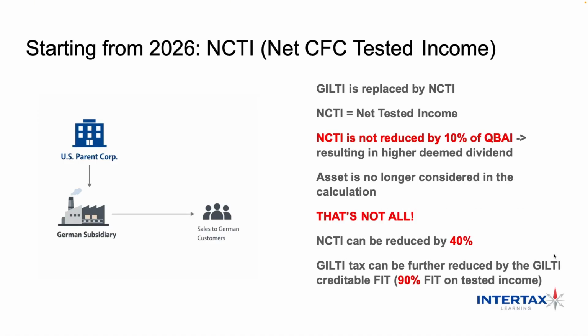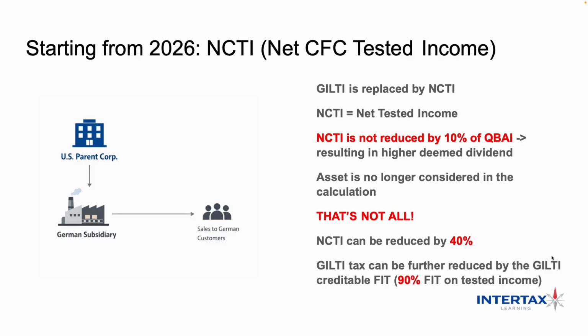Beginning in 2026, GILTI is replaced by net CFC tested income. The biggest conceptual shift is this. NCTI does not include a QBI reduction. Assets no longer reduce the deemed dividend. So if your CFC is asset heavy, it does manufacturing, distribution, logistics, the removal of QBI means a higher U.S. inclusion. But that's not the only change.